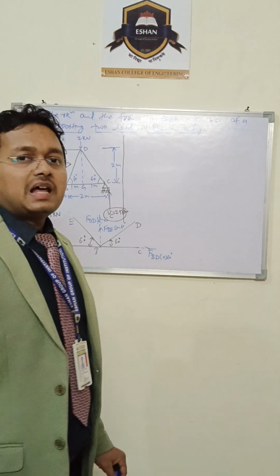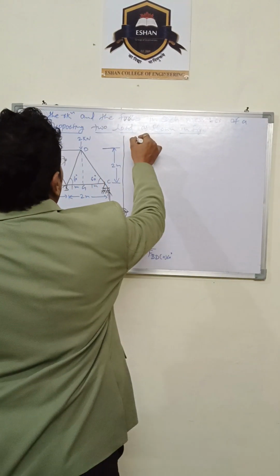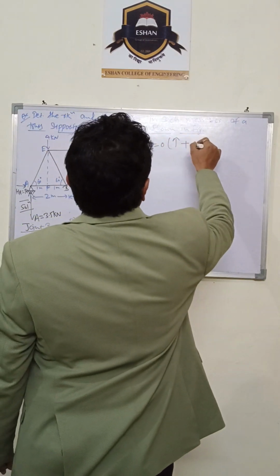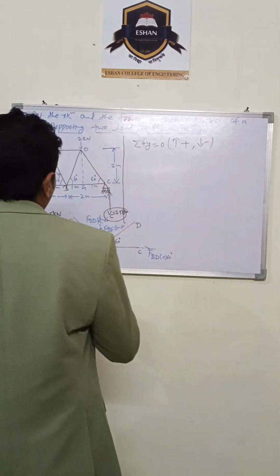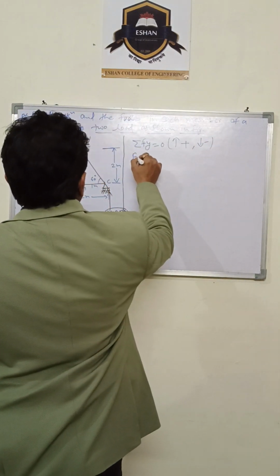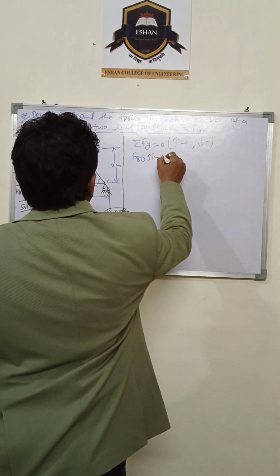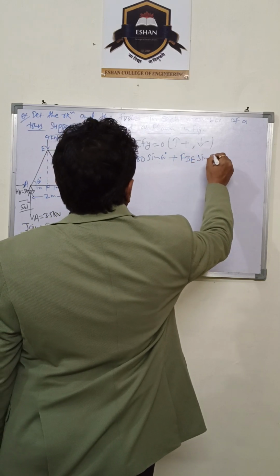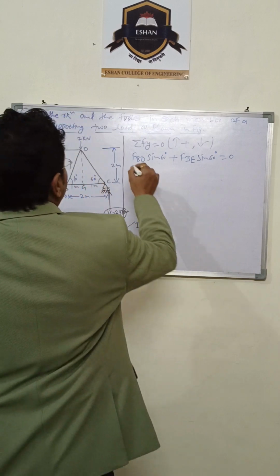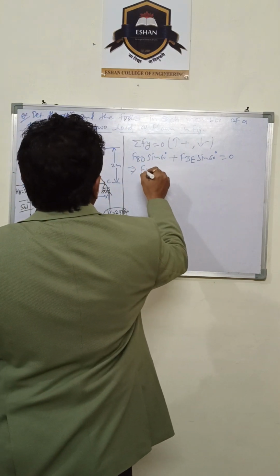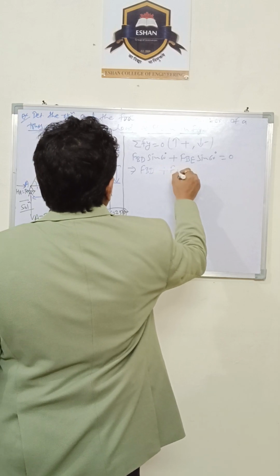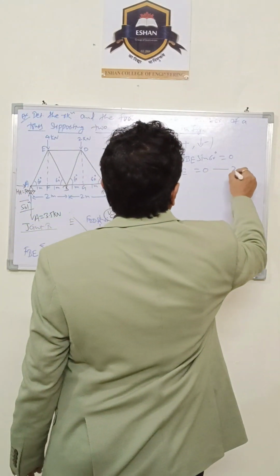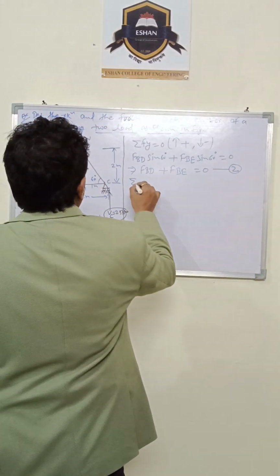Now simply apply the equilibrium condition. Summation of Fy equal to 0. Upper positive and down negative. Considering all the forces, FBD sin 60 degree plus FBE sin 60 degree equal to 0. Common the values, sin 60 degree, so FBD plus FBE equal to 0. Take this as equation 2.